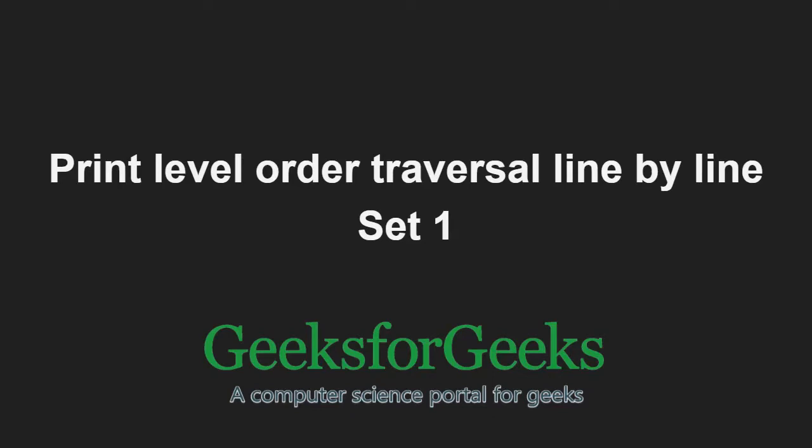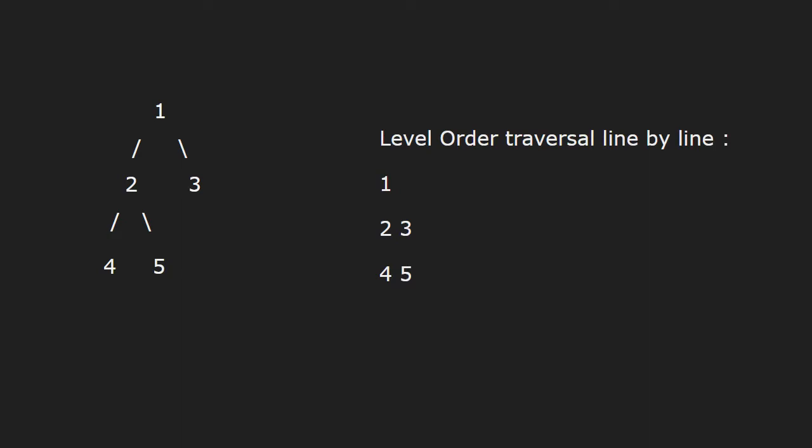In this video, we are going to understand the program which helps us in printing level order traversal of a binary tree line by line. First, let us take an example. As you can see, the level order traversal of this tree line by line is 1. We have 2 and 3 in the next line, which is also the next level. Then we have 4 and 5 in the next line, which is also the next level.